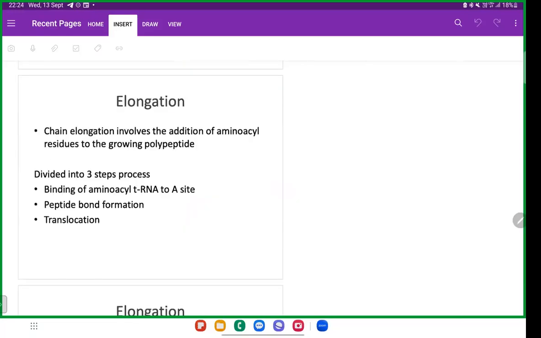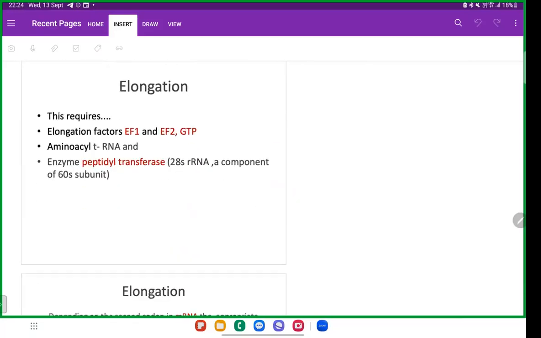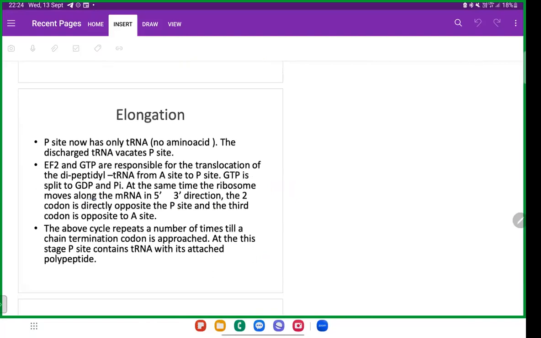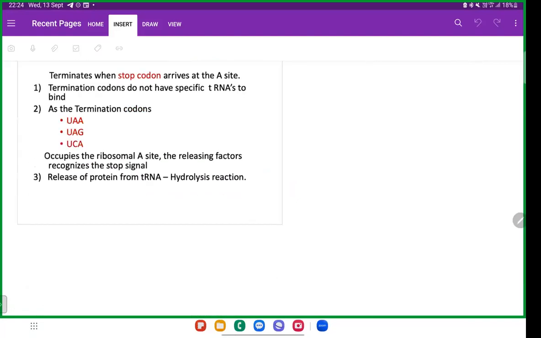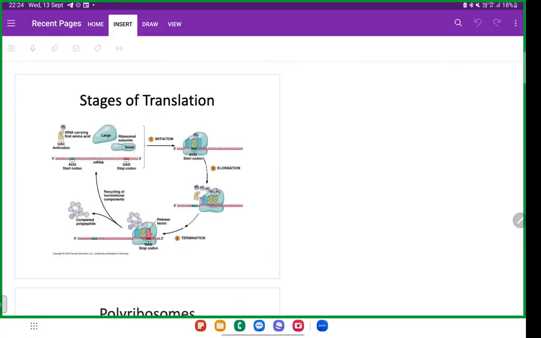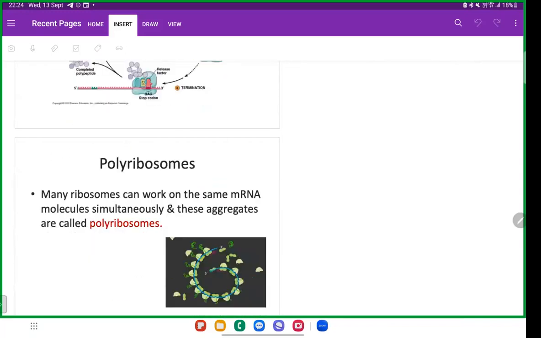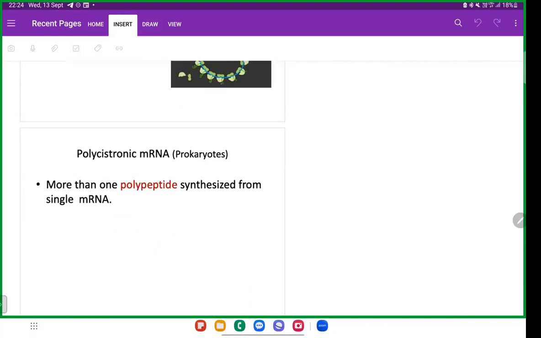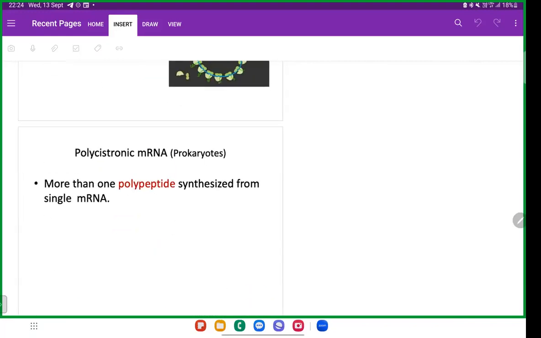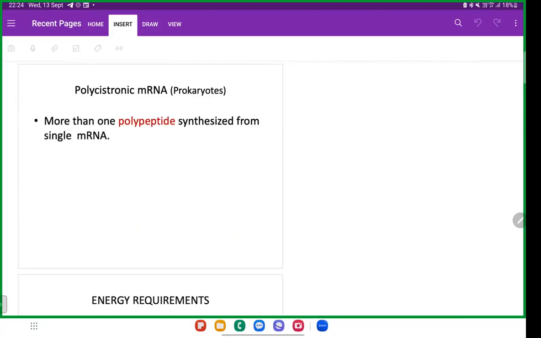Then you're going to have elongation. Once you understand elongation, then there's a termination. After termination, you need to know the stages of translation, all given in one slide. After that, you're going to have a polyribosome. Many ribosomes work on the same RNA molecule simultaneously, and they aggregate to form polyribosomes. Then you have polycistronic mRNA. More than one polypeptide synthesized from one single mRNA is called polycistronic mRNA.